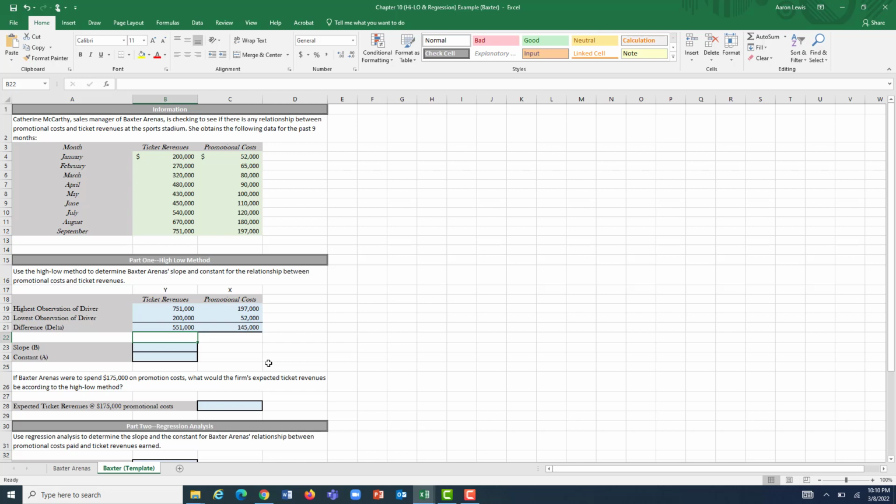We can use this information to determine our slope, which is how much Y changes for each change in X, or in our case, how much revenues are expected to go up for each additional dollar we spend in promotional costs. Our constant is the amount that we're going to experience even if we don't spend promotional costs.